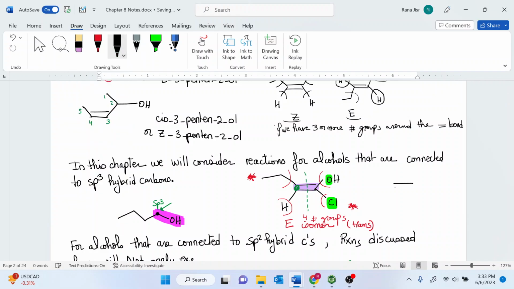So if I have a double bond in here, and if I have a bromine, if I have an OH, if I have a methyl, and if I have an ethyl. Again, divide your double bond in half.